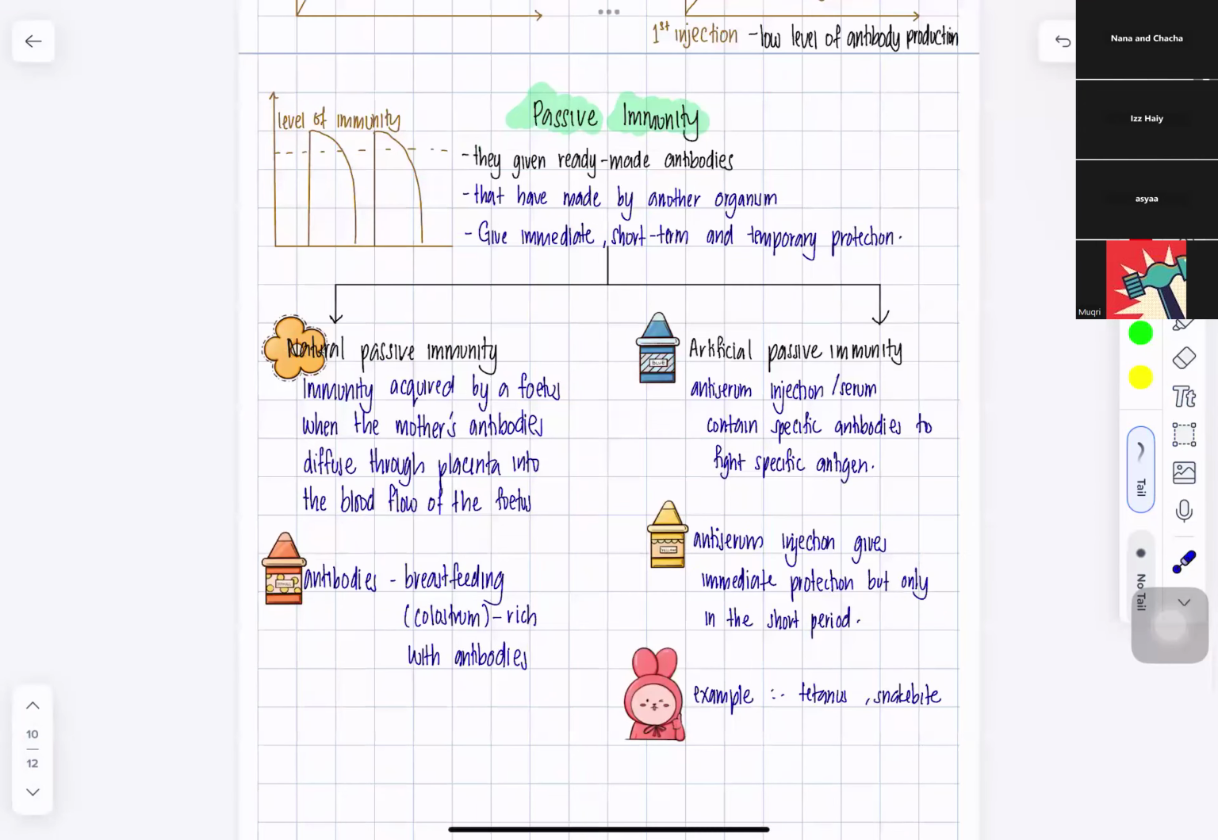Passive immunity. Natural passive immunity is immunity acquired by the fetus when the mother's antibodies diffuse through the placenta into the blood flow of the fetus. This one is from the placenta. Natural passive immunity.